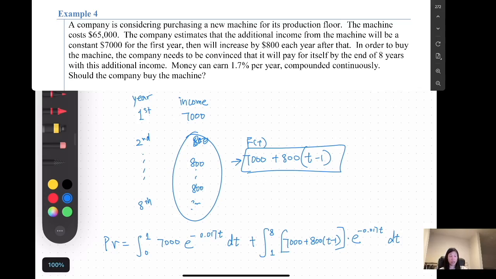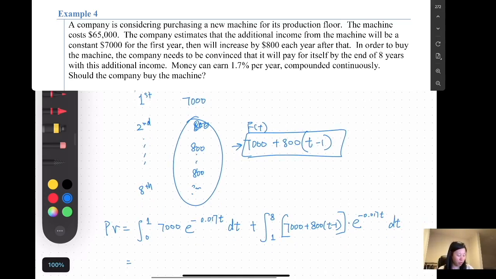And when we calculate this, it should equal $17,166. And the asking price, the price tag, is 65,000. So the asking price is cheaper than what we estimate, which means this is a good deal. The company should buy this machine. Okay, so that's it for this application problem. It's very interesting. Let me know if you have other questions. See you next time.